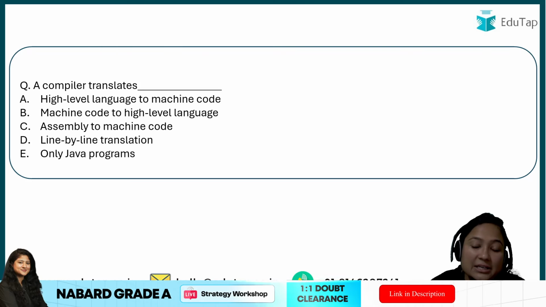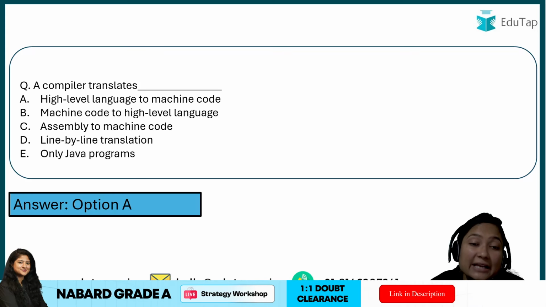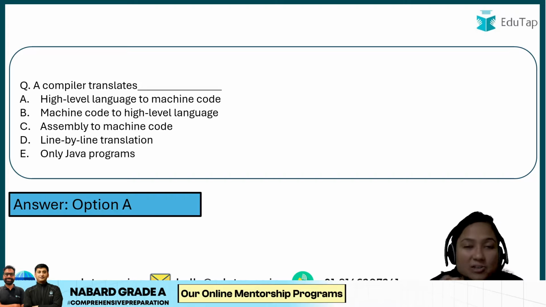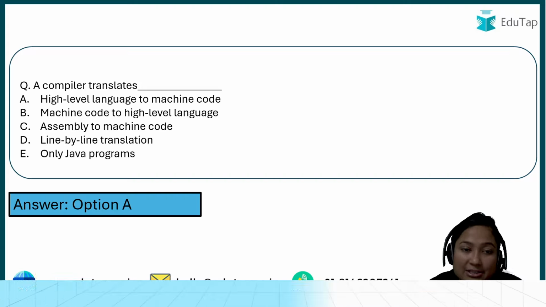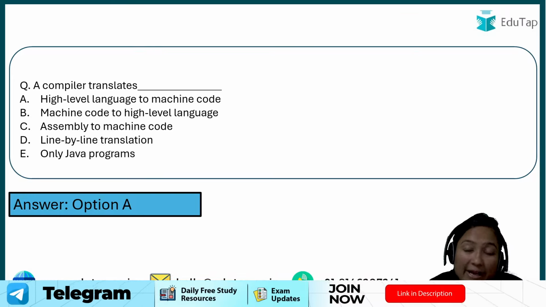The correct answer here will be option number A, that is high level language to machine code. This is the task of compiler. It converts high level language into machine code by creating an executable file in between.